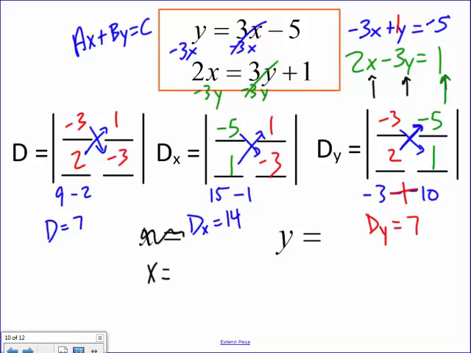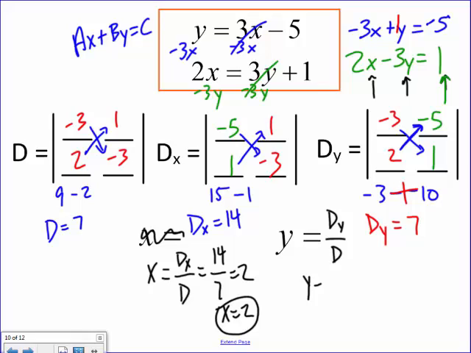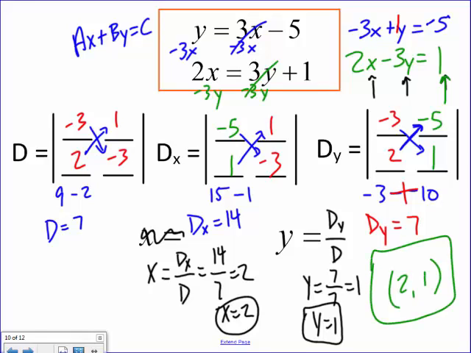And to find x, remember we take dx divided by the d, right? The dx divided by the determinant. So we take 14 divided by 7, which is 2. So x equals 2. And then for the y, we take dy divided by the d. So y would be 7 divided by 7, which is 1. So y equals 1. And do I leave my answers like that? Nope, we write them as an ordered pair. So we have 2 for the x, 1 for the y. There is my final solution right there.